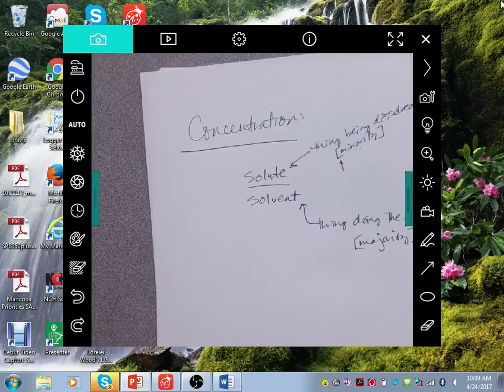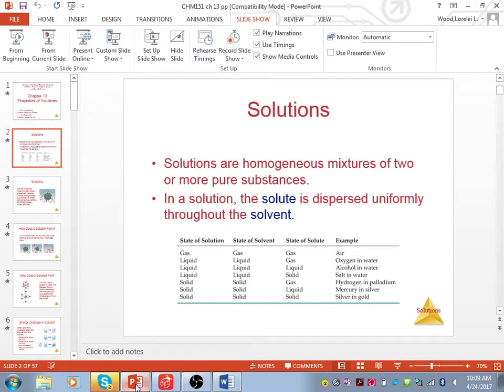So what kind of things could we have that could be considered solutions? Well, we can have the air in this classroom. That was one good example. Liquid solutions like oxygen and water. You can have oxygenated water. Actually, Alka-Seltzer makes oxygen in water.